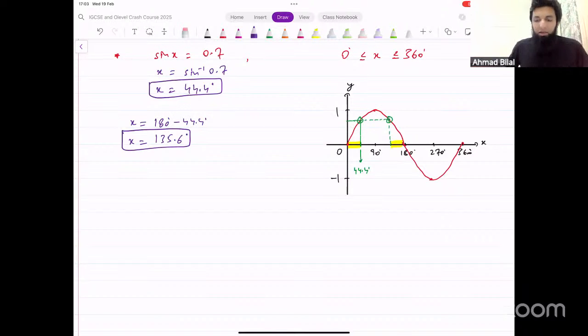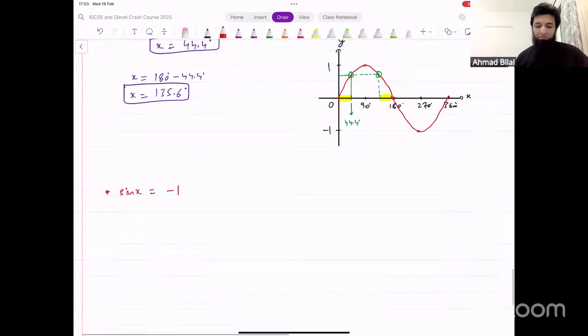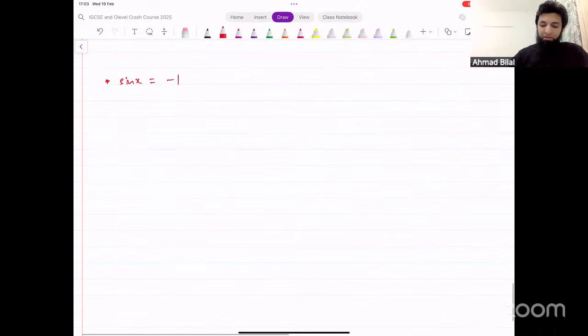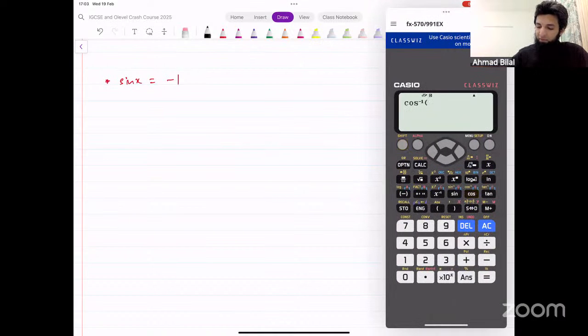All right. Sometimes you can end up getting something easier than this. For instance, you might have sine of x equal to -1. Sine x equals -1. Now, what about this? If you put this on your calculator directly, sine inverse of -1, let's see what we get. That's giving me -90. So x equals sine inverse of -1.